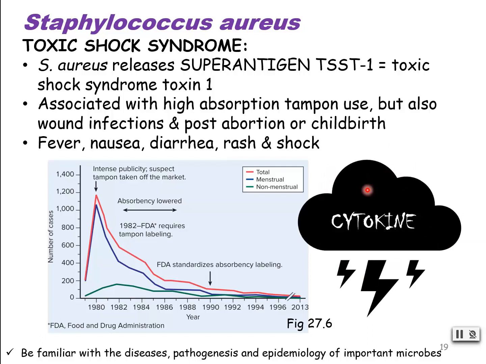You can also get this through wound infections, post-abortion, or childbirth. But like I said, the big spike occurred in the 1980s. They have since changed the way they manufacture tampons, but the warning label is still there.